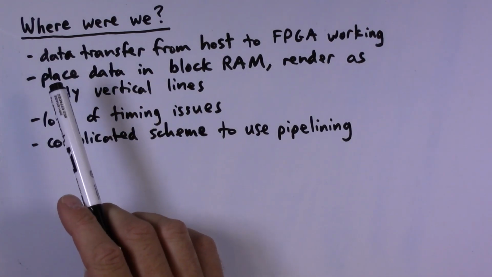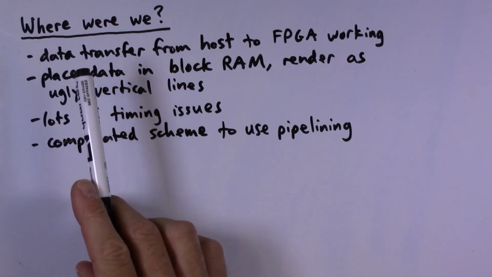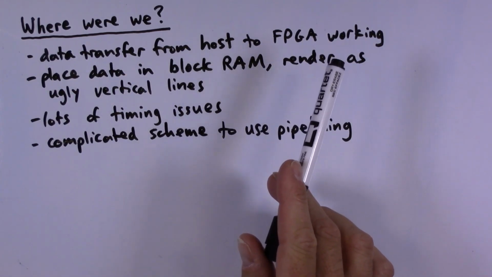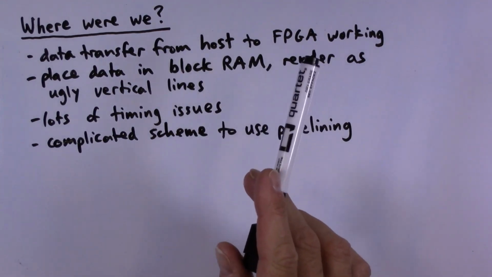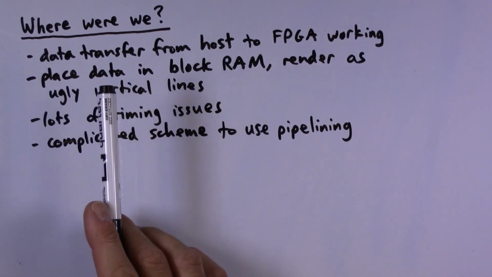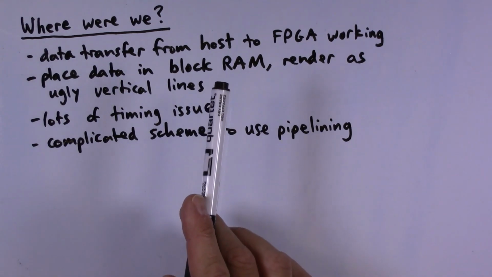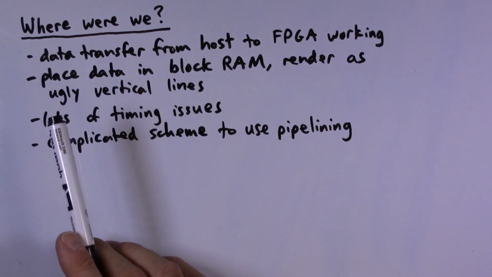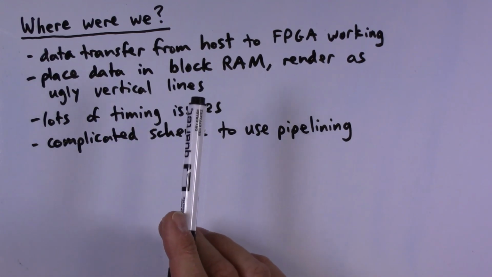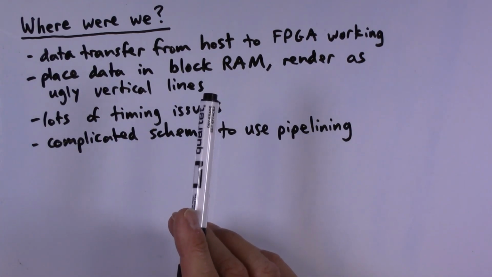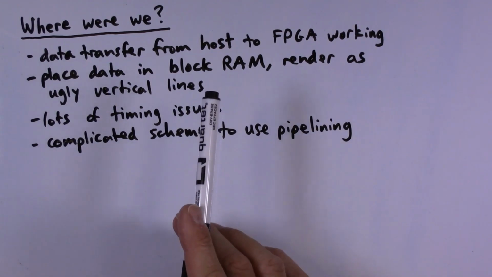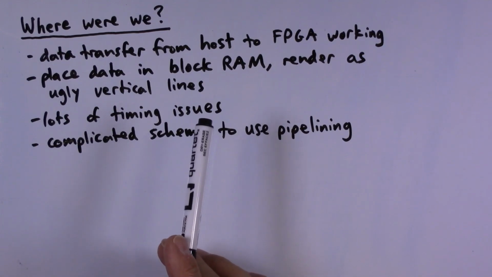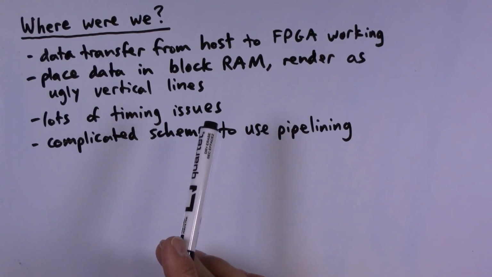All right, so the last time we looked at the display controller, we had data transfer from the host to the FPGA working, so we can send bytes of data from the host system to the display controller. We were able to place the received data in one of the FPGA's block RAMs and also use that data to render pixels, which appeared as ugly vertical lines on the display. That was a good proof of concept to show that we could get data into the FPGA and use it for something. We ran into all kinds of timing issues because I don't understand FPGAs very well.